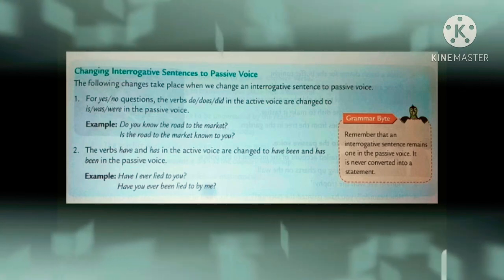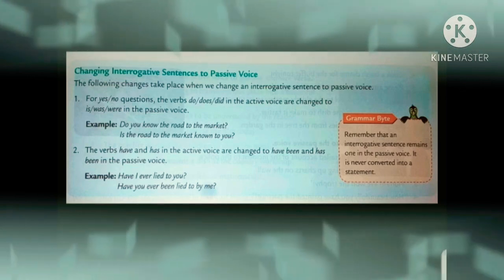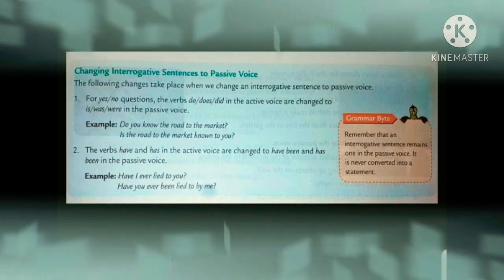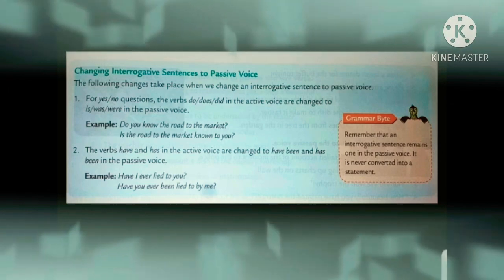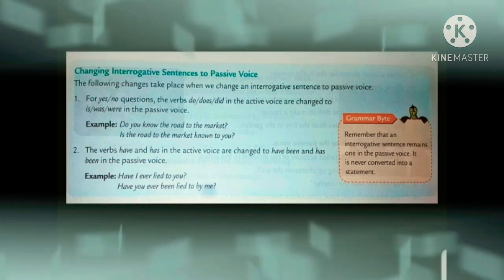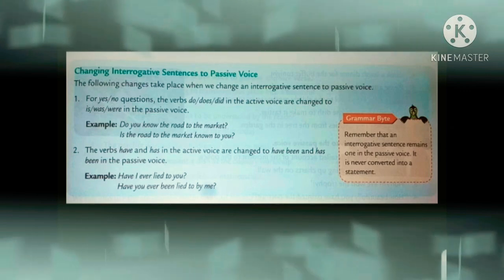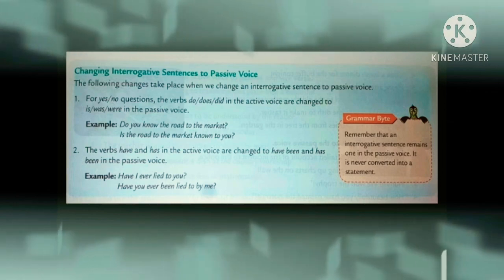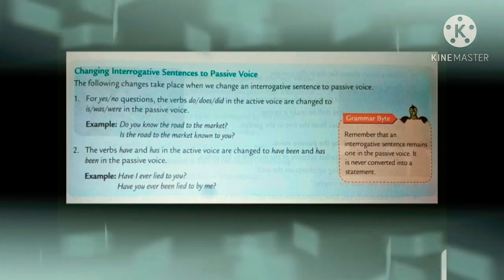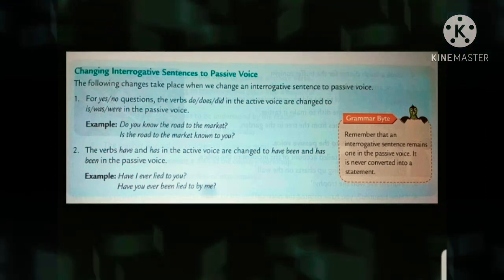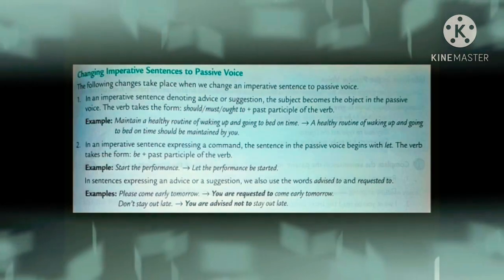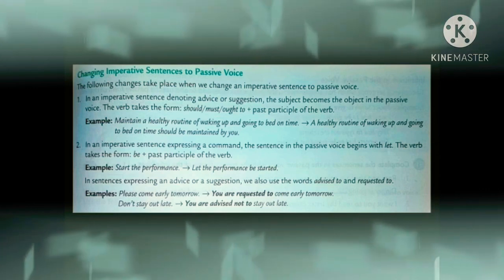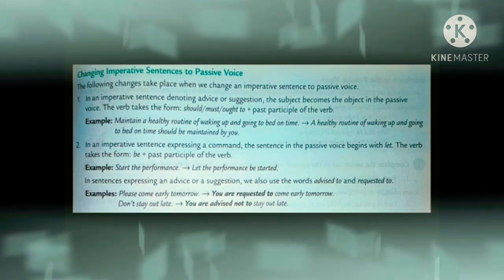Then, number 2, the verbs have and has in the active voice are changed to have been and has been in the passive voice. For example, have I ever lied to you? Have you ever been lied to by me? So, this is the conversion of interrogative sentences into passive voice. Next we have changing imperative sentences to passive voice. The following changes take place when we change an imperative sentence to passive voice.